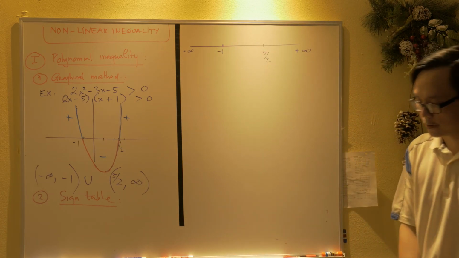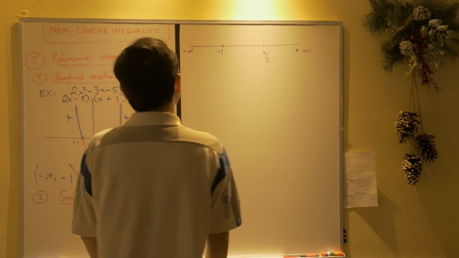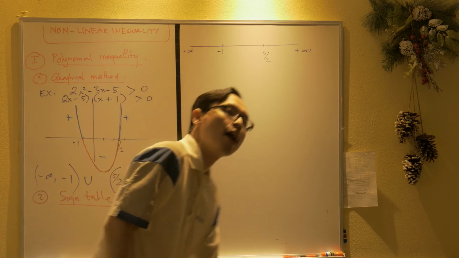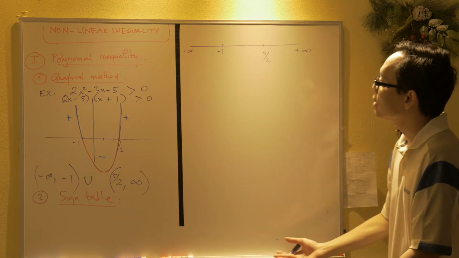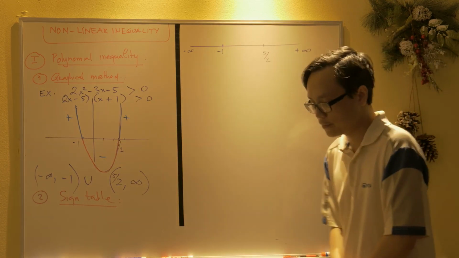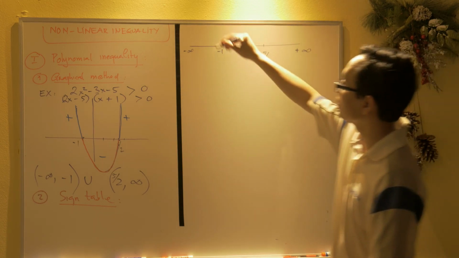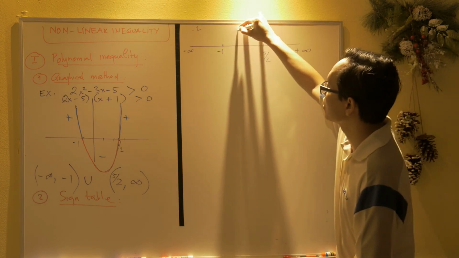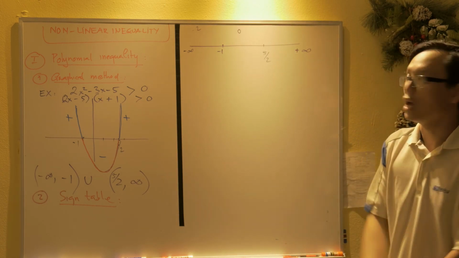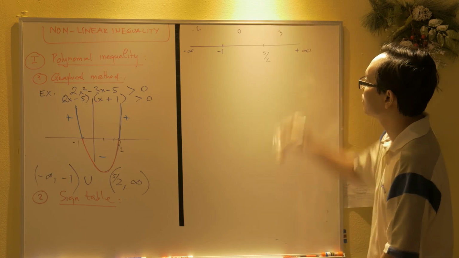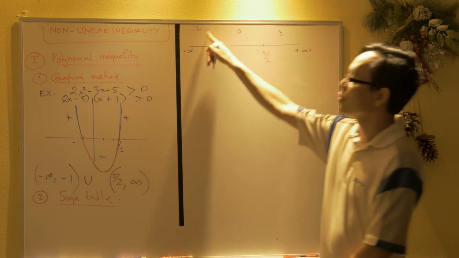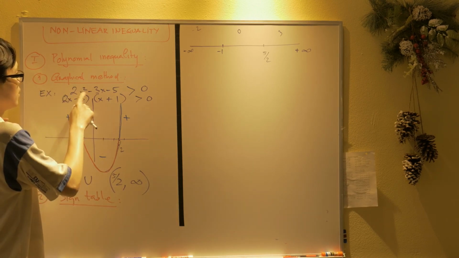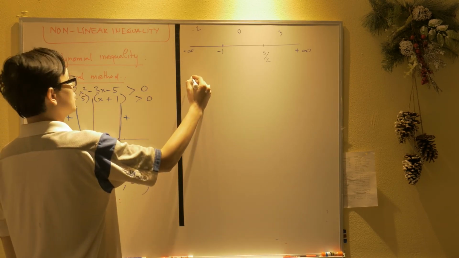So how am I going to check it? Let's check this interval, between negative infinity and negative 1. I will pick a value between negative infinity and negative 1. For example, I pick negative 2. Over here I pick 0, because 0 is between negative 1 and 5/2. And over here I pick 3, for example. I put negative 2 in for x.